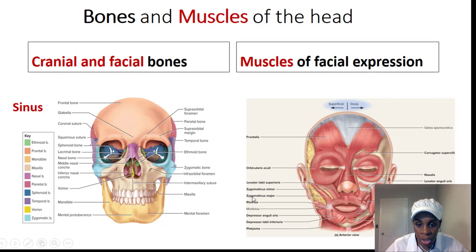And then, of course, you see the levator labii superioris. Levator means to elevate. Labii means your lip. Superioris means the top. So we see also the zygomaticus major and minor.